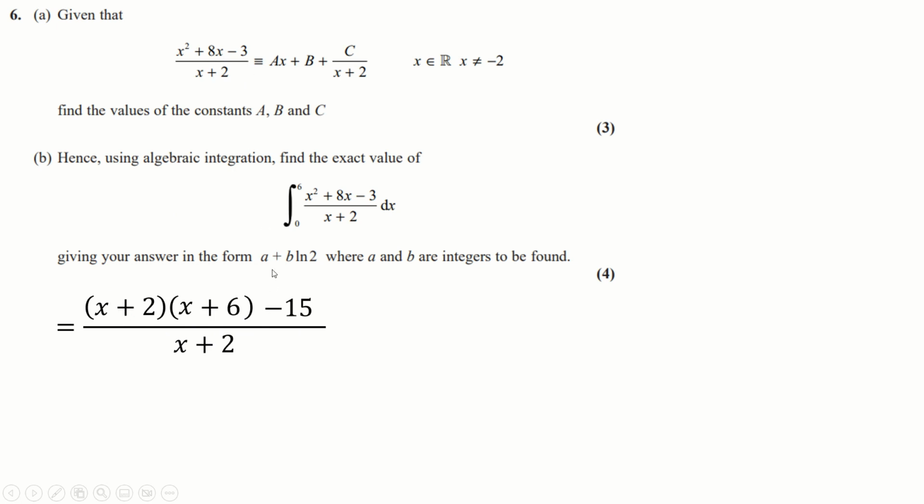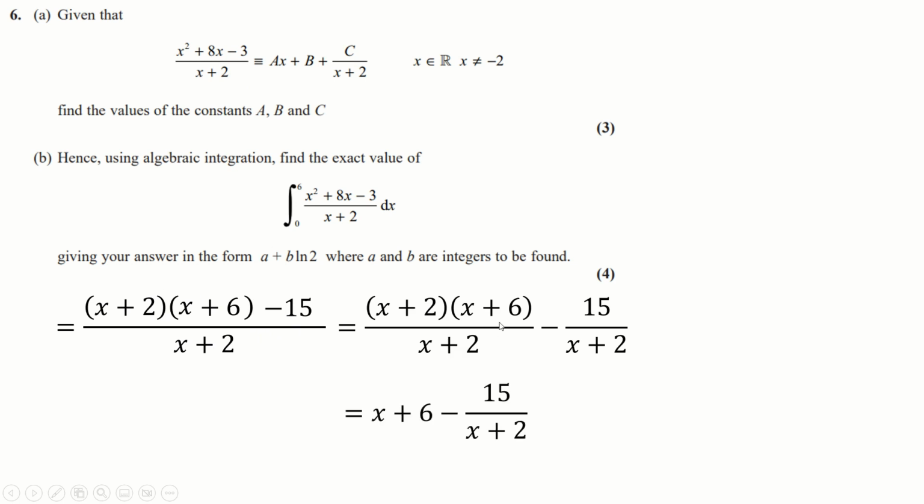Now, why am I doing this? Well, because I'm going to split this fraction here to create this. And then this will cancel with this. I'll just end up with this, which I think is what they want me to get. So a is 1, b is 6, and c is minus 15. Hence, using algebraic integration, find this.